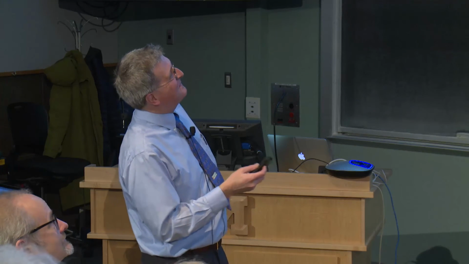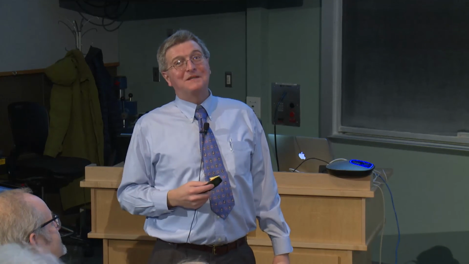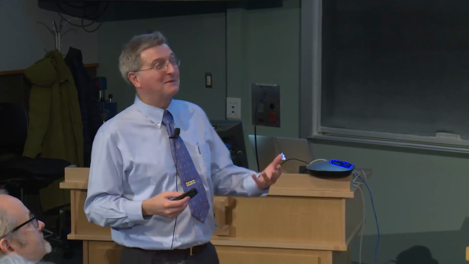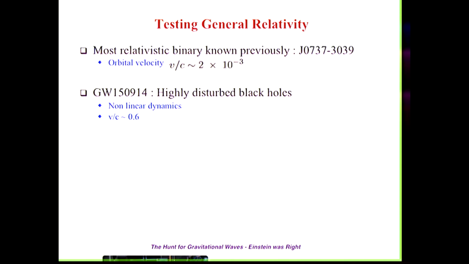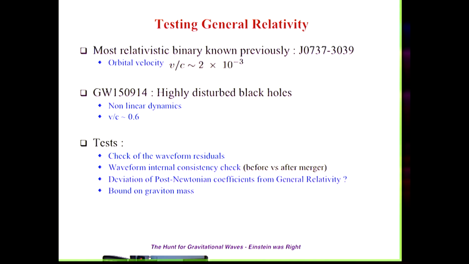So it's pretty fast, but still, v over c is pretty small. Now here we're talking about v over c of a third and a relative speed of 2/3. Okay, so we're looking at nonlinear dynamics. We're looking at general relativity being tested in a completely different realm, where the dynamics is highly nonlinear, and the black holes, of course, are being warped and distorted. So we've done a lot of tests based on the waveform that was detected. We checked that the waveform residuals are consistent with the noise. I showed that in an earlier graph, but didn't talk about it.